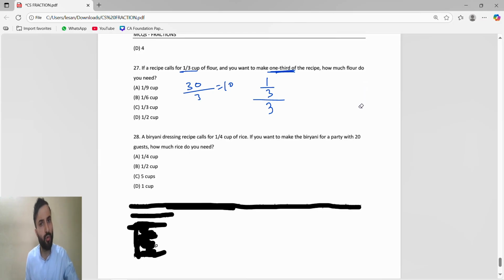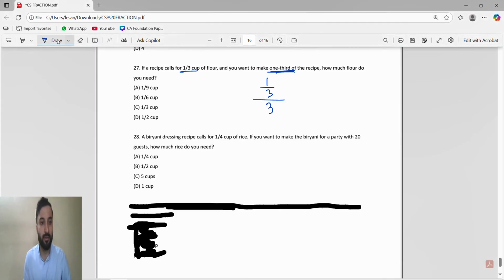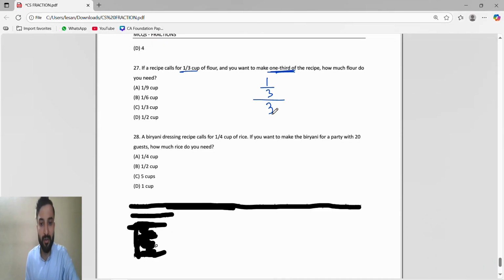Half means divided by 2, right? If I say make it half, then you will do divided by 2. If I say make it 1/3, what does that mean? Divided by 3. It will get into 1/3. So that's why they said 1/3 cup of flour is there, you want to make 1/3. 1/3 means divided by 3.